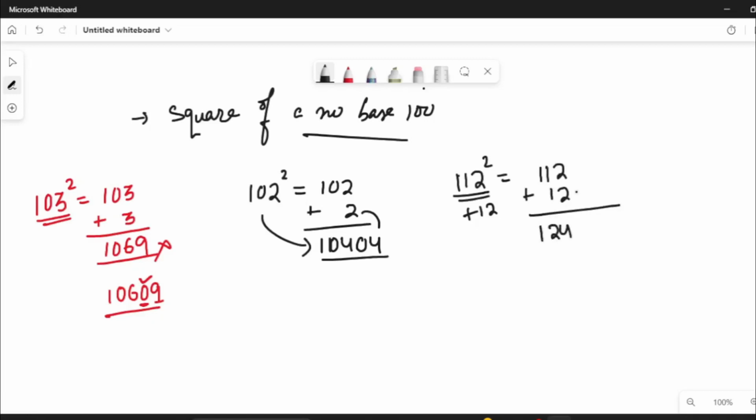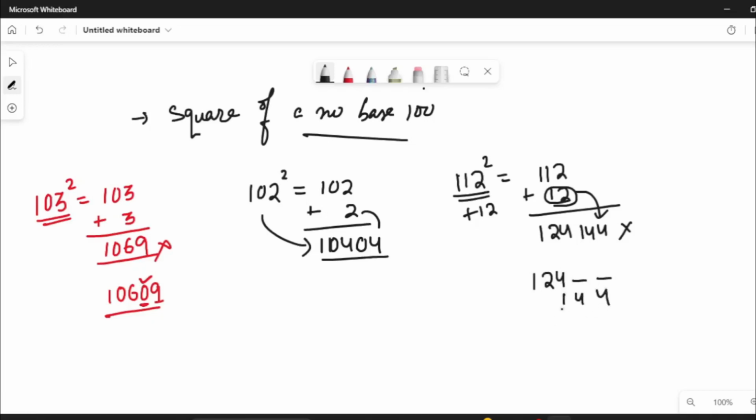Okay. Now what you have to do? Now you have to square this number. So what is the value of 12 square? That is your 144. Now if you write 144 here, you will get a wrong answer. So what we have to do? Now 124 is there. There are only two places here. So what you have to do is, you have to write 144 in this manner.